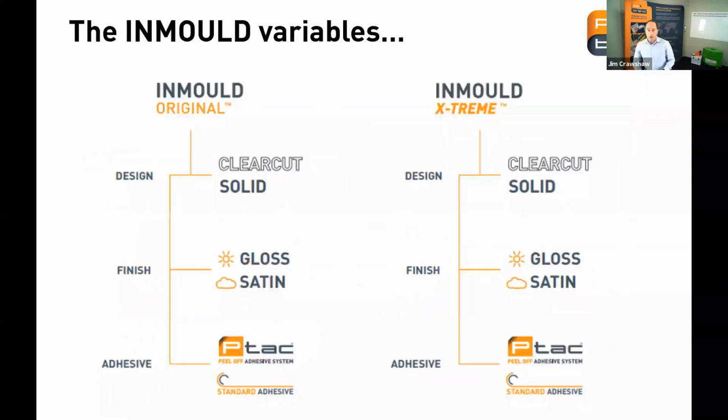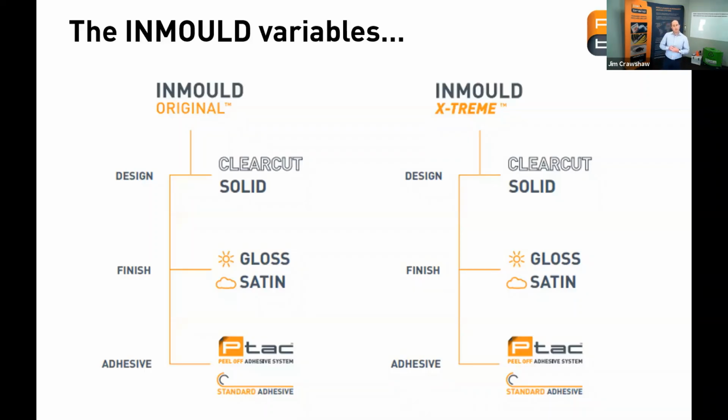So moving on, the different INMOULD variables. So we're talking about INMOULD Original and INMOULD Extreme here. And when we talk about the design, we have what we call either our clear cut or our solid background design. And the clear cut is where we might cut away parts of the graphic. So the graphic might be composed of several parts, such as letters within a word. And a solid background is where it's one piece. You can apply the graphic down as one piece. Doesn't need any application tape.